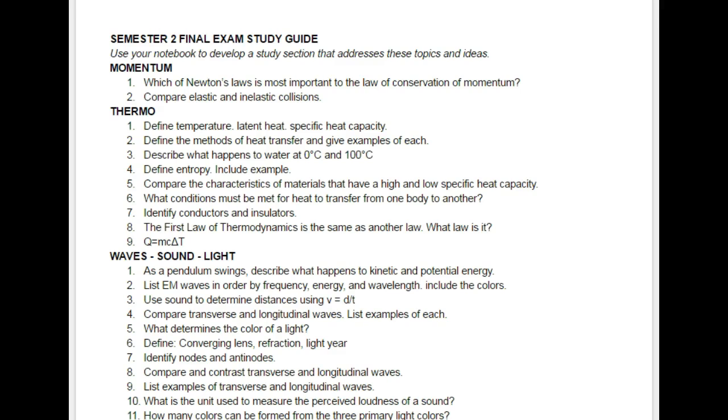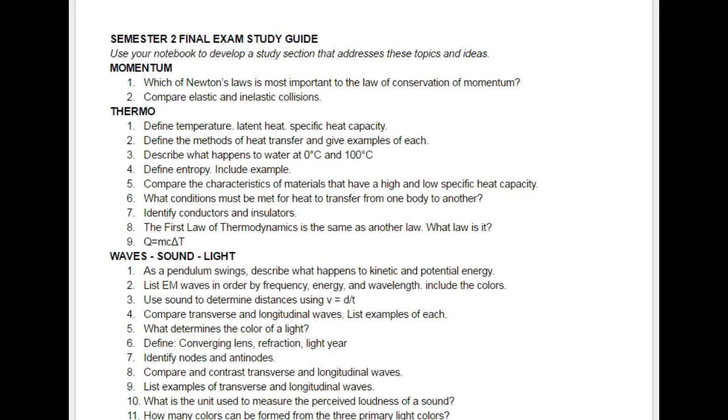Describe what happens to water at 0 degrees and 100 degrees. We see phase changes where we're putting energy into or taking energy out of the system without a change in phase or temperature for a while. Eventually, water will go from a liquid to a solid at 0 degrees, and will go from a liquid to a gas at 100 degrees.